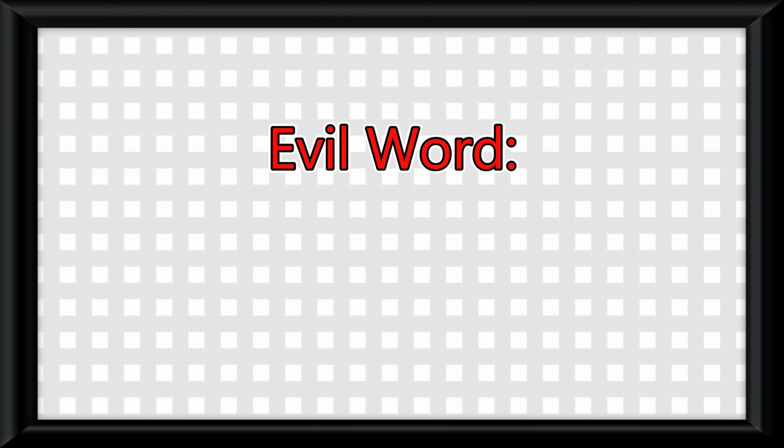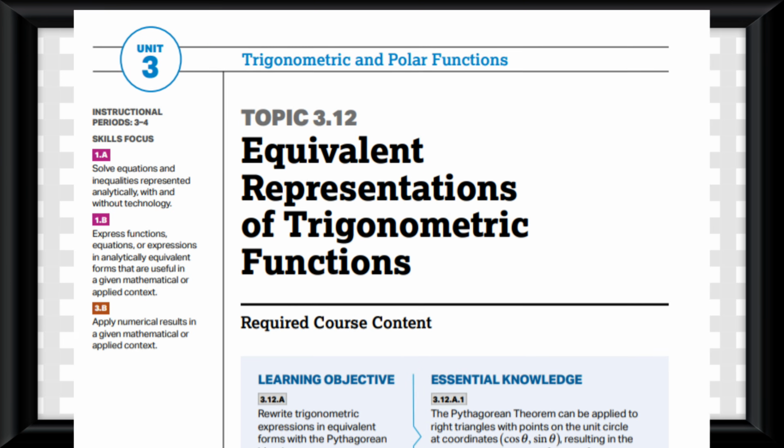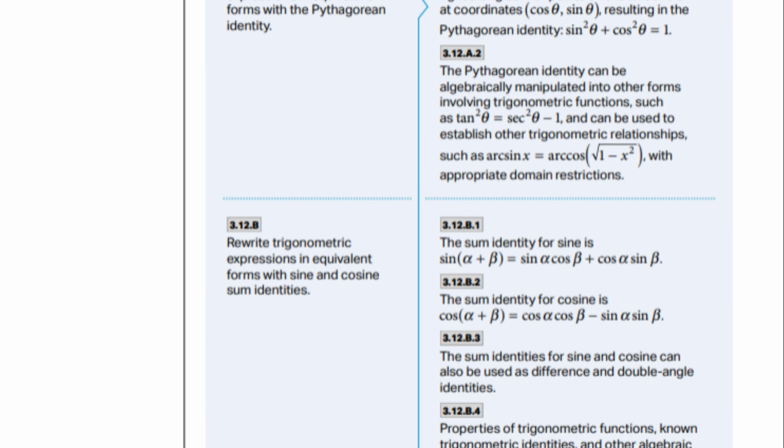Let me introduce you to an evil word, a word that should always be hated when in the context of math: identity. An identity is something that equals something else. The next video is all about proving identities, and it is so long, so I need to get a head start in this video. So let's talk about the start of these, the reciprocal identities.